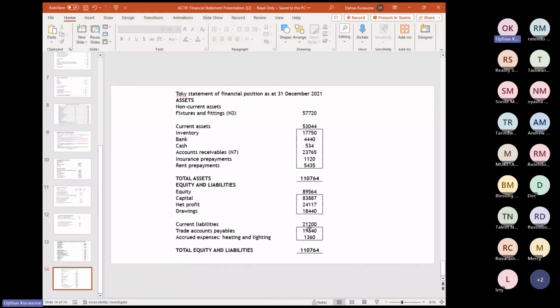Then the statement of financial position. Fixtures and fittings, we calculated it when we are saying the cost minus the accumulated depreciation. Then inventory, we want the closing inventory. Bank the same, cash the same. Account receivables, that you're supposed to do the calculation for bad debt. So what you do to account receivables, you say 3% of the amount which is there as receivables by that time.